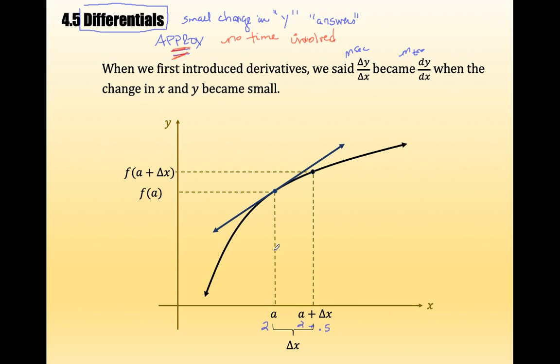So if I plug 2 into the function, I get my y height, my answer. If I plug 2.5 into my function, I get the height on the curve of when x was 2.5. Notice the vertical change here. That is the actual change in y values when you changed x from 2 to 2.5, right? This vertical change.